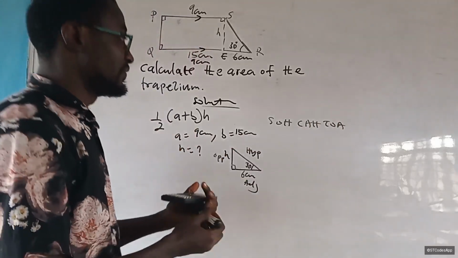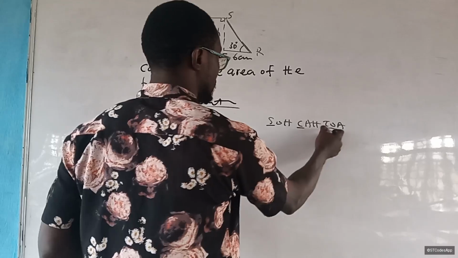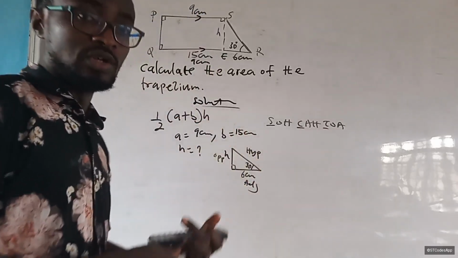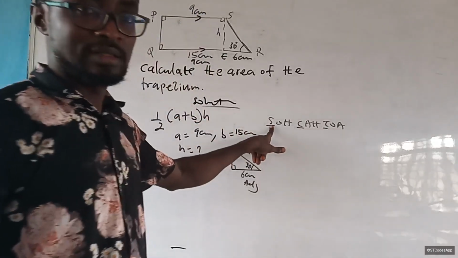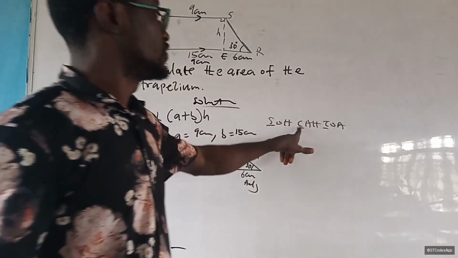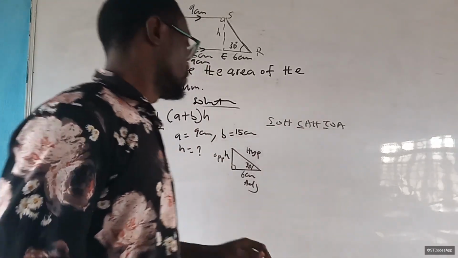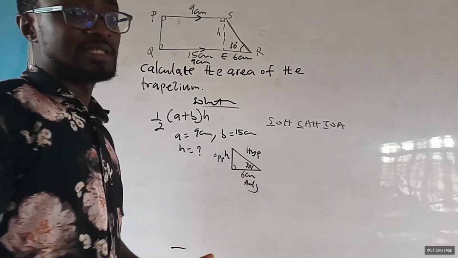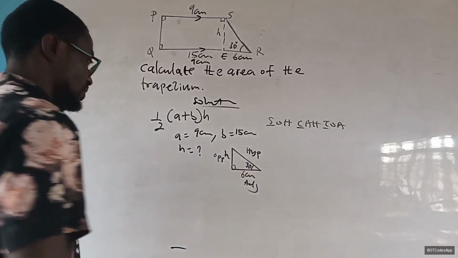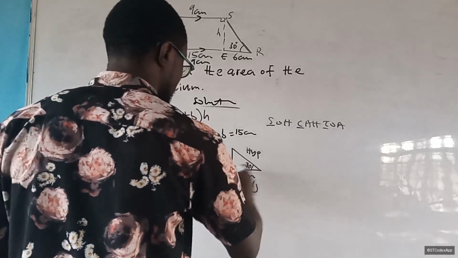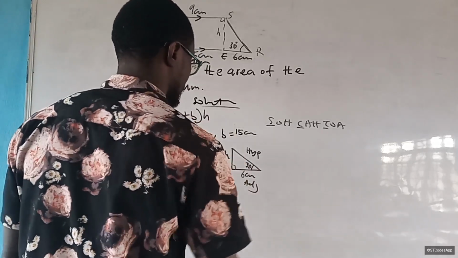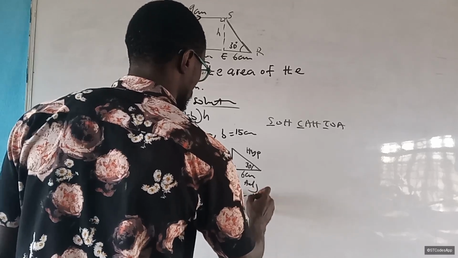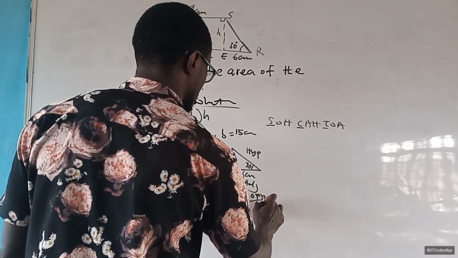Adjacent. So the first initial in each of the names denotes the trig ratio: this one is sine, then this one is cosine, and this is what? Tangent. So from here now, we can apply what? Tan. Okay. This will give us tan theta equals opposite over what?